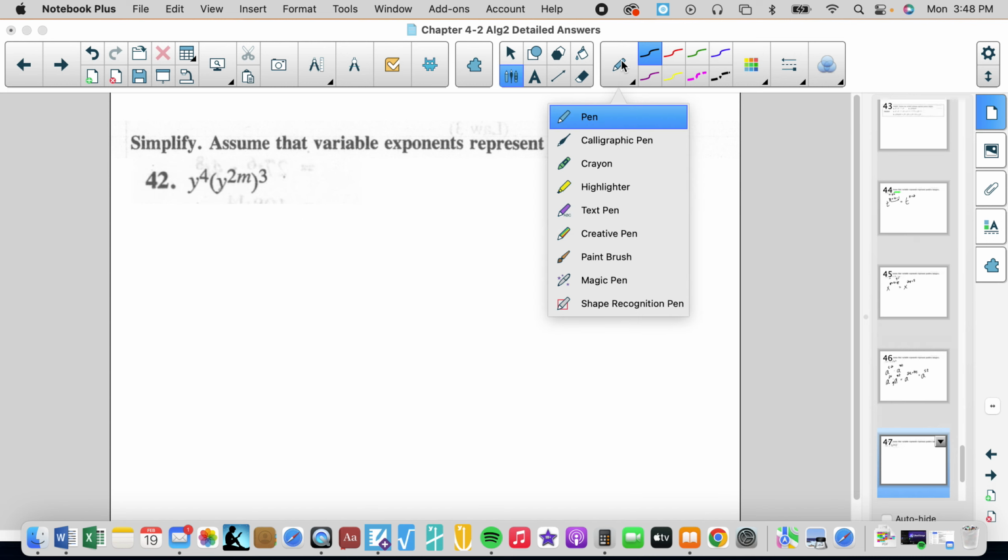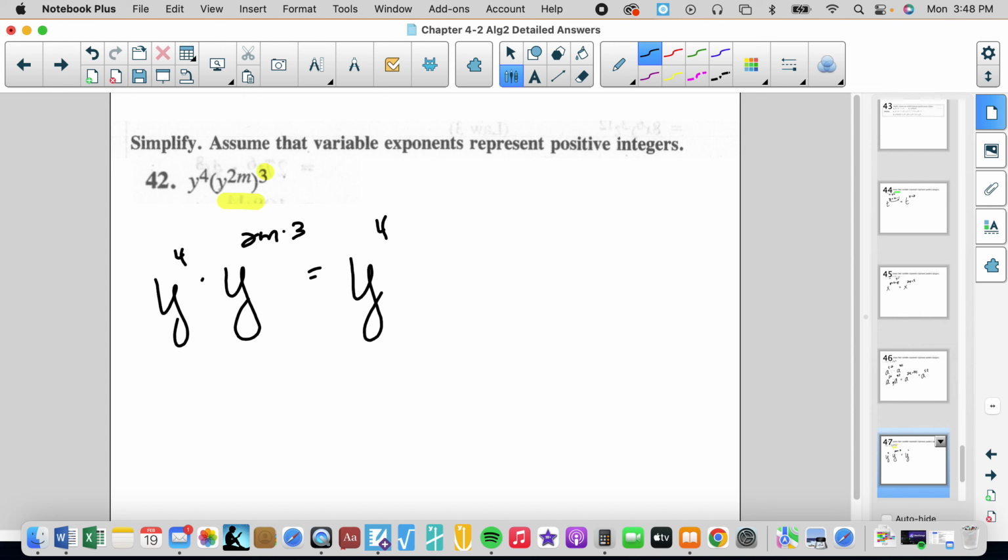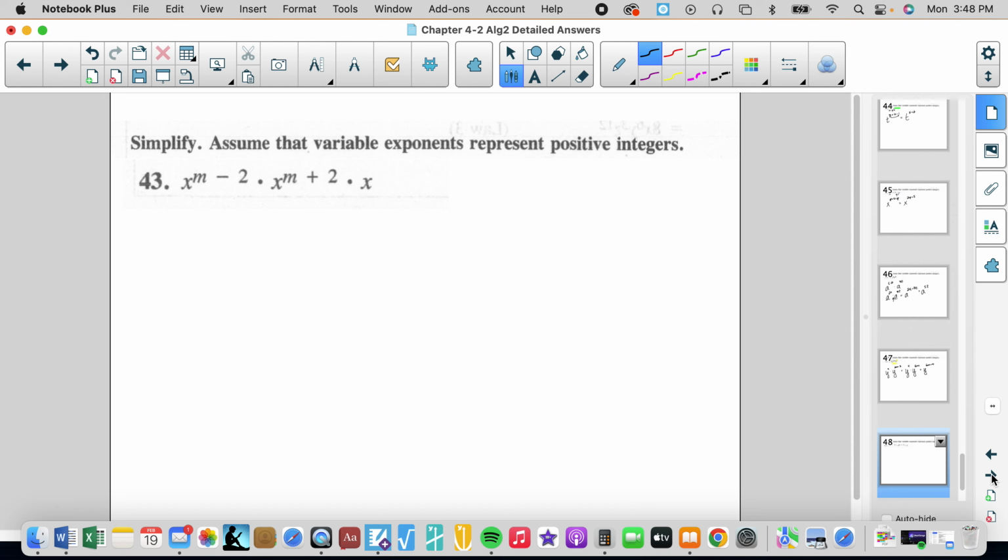We have an exponent that we're going to have to deal with first. So y to the 4th is unaffected. We have y to the 2m times 3, which is y to the 4th times y to the 6m. We have like bases and we're multiplying, so we are going to add those exponents. They are unlike terms, so we can't combine the 6m and the 4. And we would always write the variable before the constant.